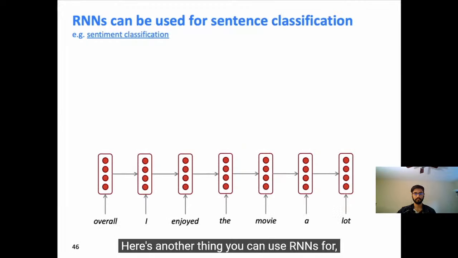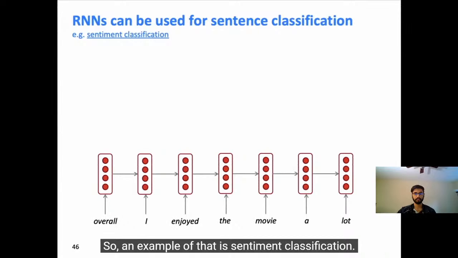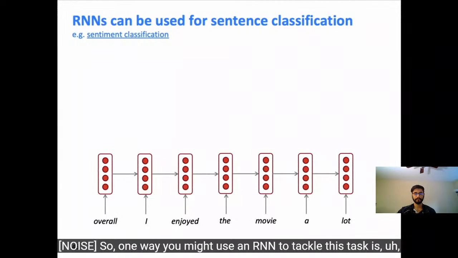Okay, here's another thing you can use RNNs for. You can use them for sentence classification. So sentence classification is just a general term to mean any kind of task where you want to take a sentence or other piece of text and then you want to classify it into one of several classes. So an example of that is sentiment classification. Sentiment classification is when you have some kind of input text, such as, let's say, overall, I enjoyed the movie a lot, and then you're trying to classify that as being positive or negative or neutral sentiment. So in this example, this is positive sentiment.